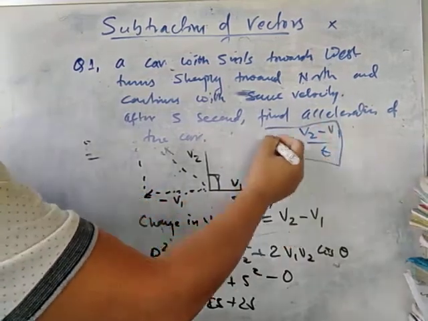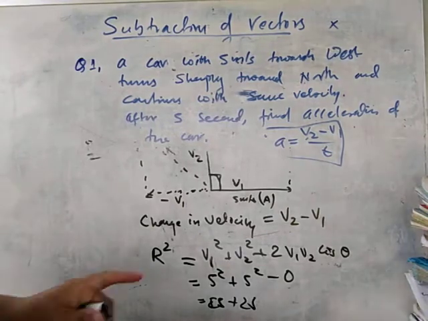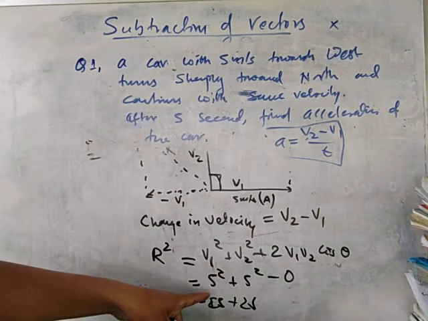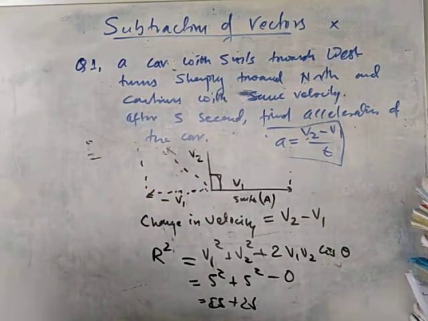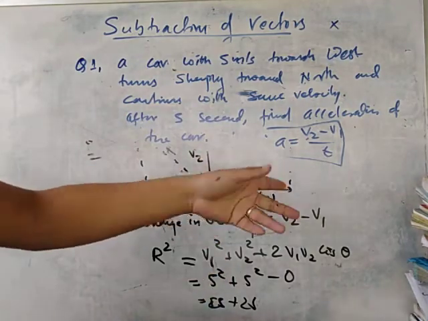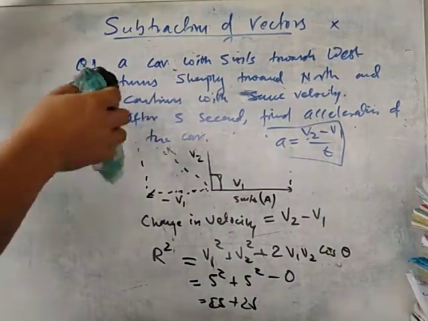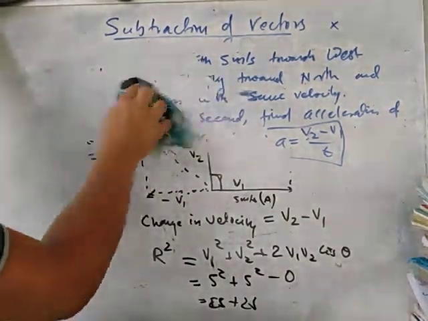Put this in, do v2 minus v1, then put t below. So this how much? 5 root 10 divided by 2, right? How much is it? 5 by 5, so 5 root 10, isn't it? Divide the previous answer by 2, that will be your answer. Clear? So now we'll start the next very good question.